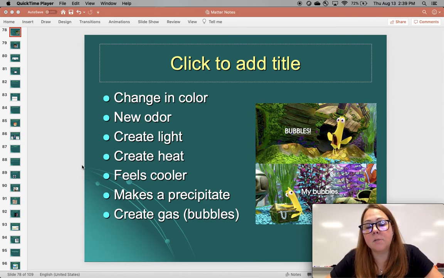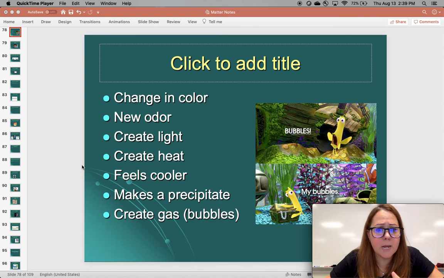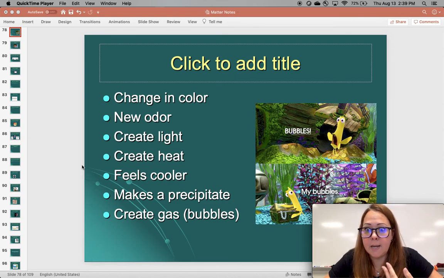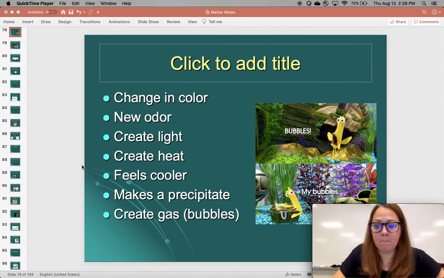If we think about lighting a match or catching something on fire, you have a color change, you have a new odor, you're creating light, you're creating heat, you're creating a gas, smoke. So there's many things happening whenever you are burning something. So it doesn't have to be one, it can be multiple.